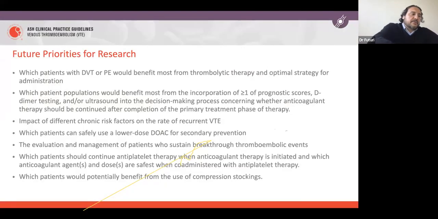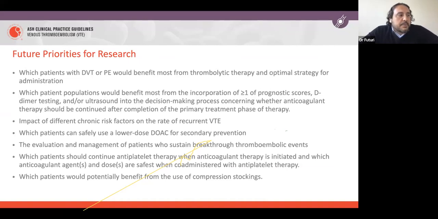Some of the future things to look at in terms of research in this field are what patients with DVT or PE would benefit from thrombolytic therapy. What is the optimal strategy? Right now, as I mentioned earlier, we know it would be of benefit in hemodynamic instability, patients presenting with limited ischemia. But what about that young patient with a large blood clot where you want to prevent post-thrombotic syndrome? Is there a better study that we can look at for this?